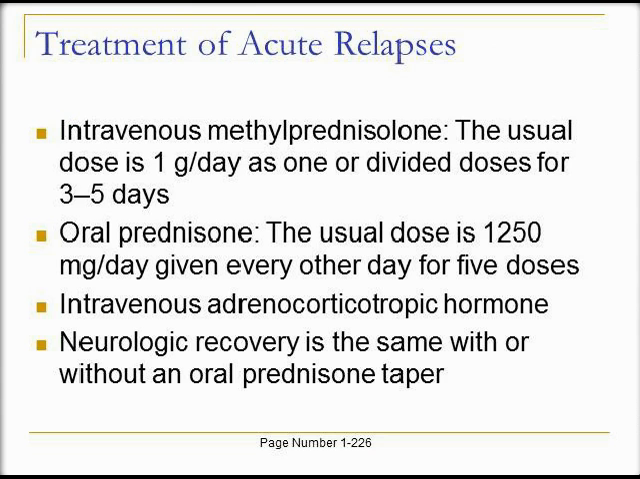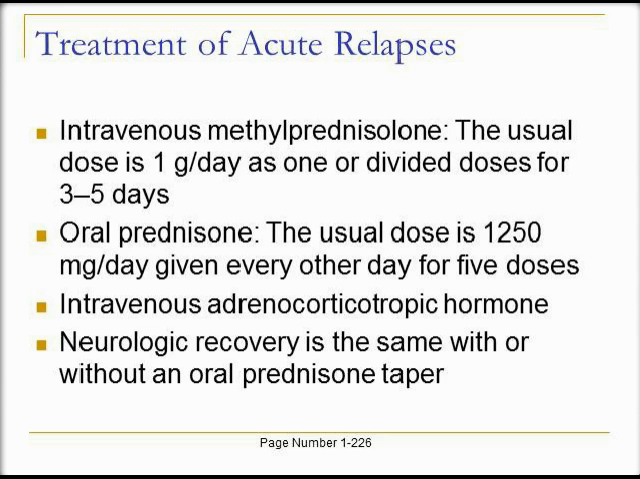Other choices, you can do oral prednisone. The dose is high, though. You almost have to always call the pharmacist who's going to fill it and say, yes, it's really high, okay? Because you're talking about 1,250 milligrams a day, every other day for 5 doses. You might want to just go on and give a little H2 antagonist there, too.